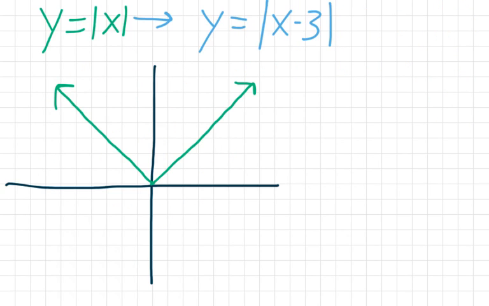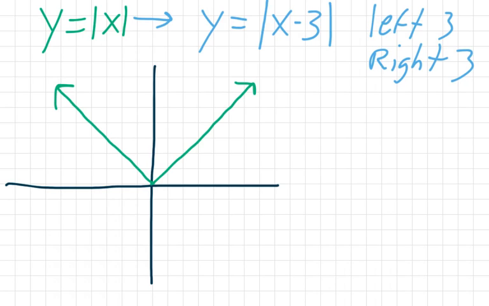Okay, so again, I've graphed the original parent function. Now I have a new function. This time, instead of a plus or minus number on the outside, I've got here on the inside the absolute value. So what will that do? Well, I'll give you a hint right now. It's going to either move it left 3 or right 3. Can you guess which one it does?